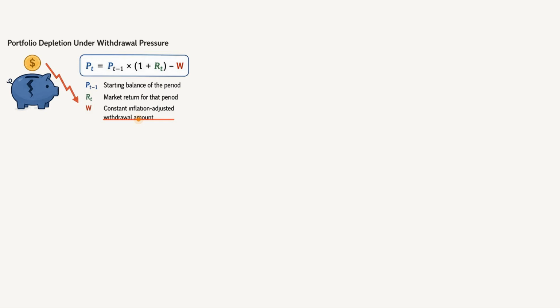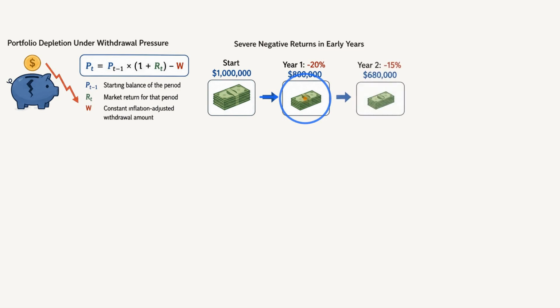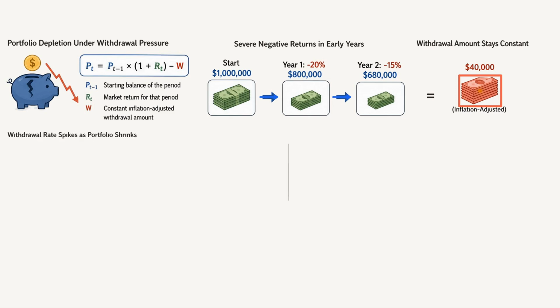Watch what happens if you hit severe negative returns early on. Let's say you start with $1 million, but in year 1, the market drops 20%, leaving you with $800,000. Then year 2 brings another 15% loss, dropping it further to $680,000. Through all this, your $40,000 withdrawal stays completely constant. Because that withdrawal amount doesn't change, the percentage of your portfolio it consumes spikes dramatically.